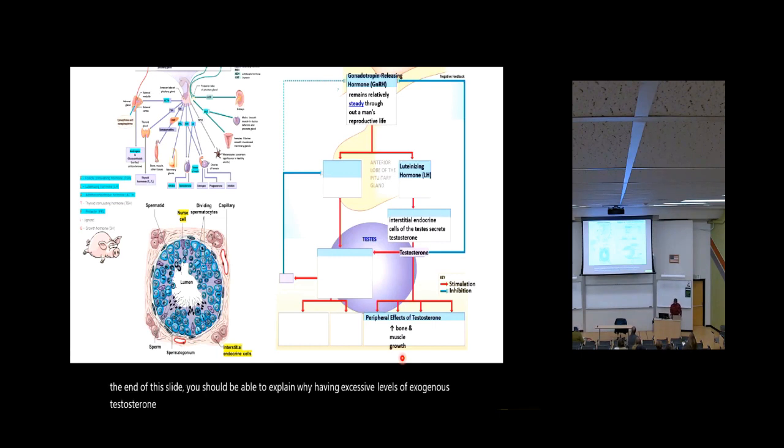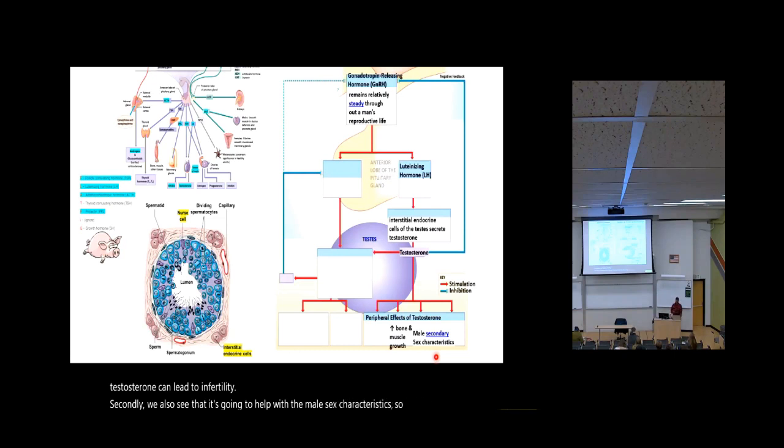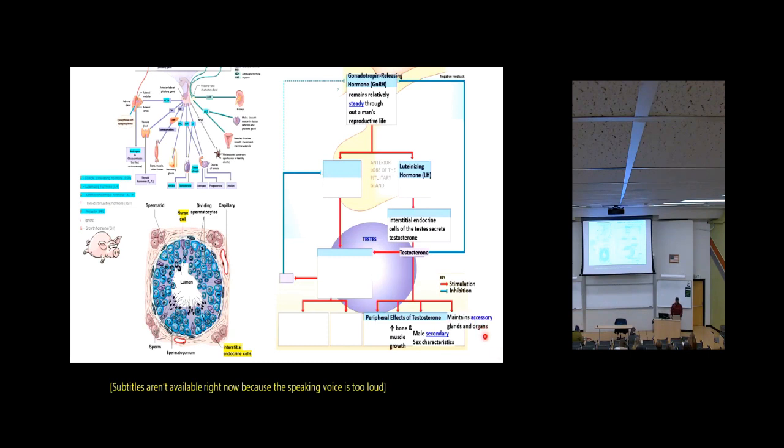can lead to infertility. Secondly, we also see that it's going to help with the male secondary sex characteristics. So this could include deepening of the voice, or maybe hair growing in various parts of the body. And this also helps to maintain the accessory glands like the seminal vesicles, the prostate gland, bulbourethral gland, and the related organs. And finally, testosterone also helps to maintain libido, which is in other terms just called the sex drive as well. So these are some of the peripheral effects of testosterone.